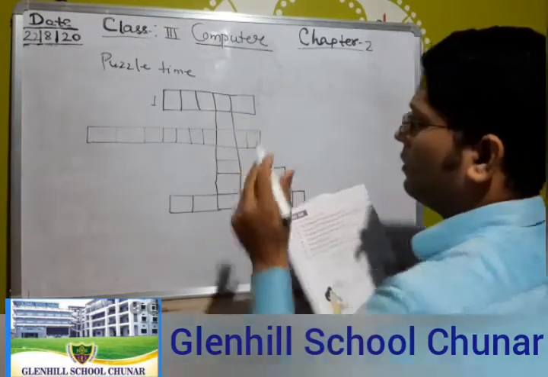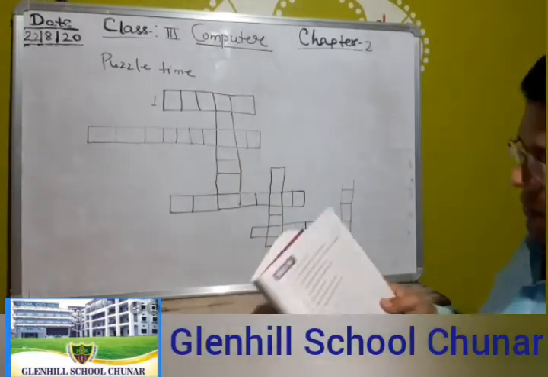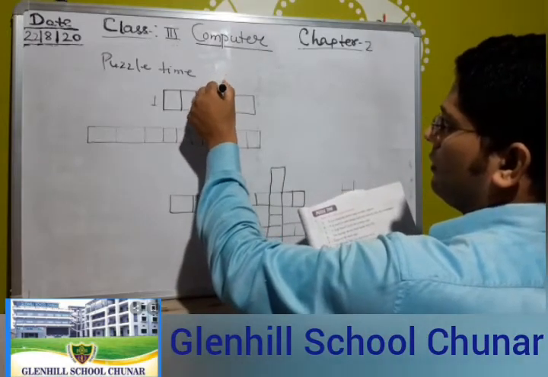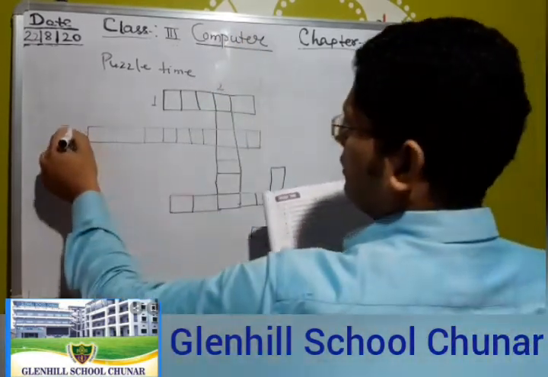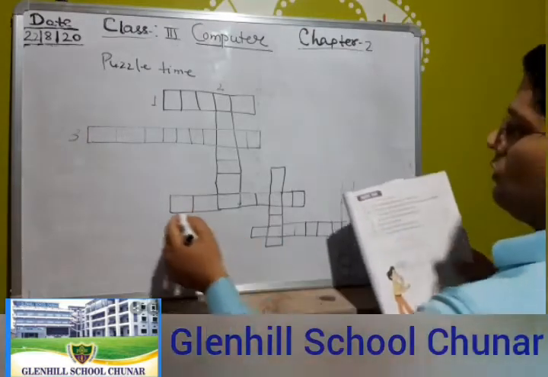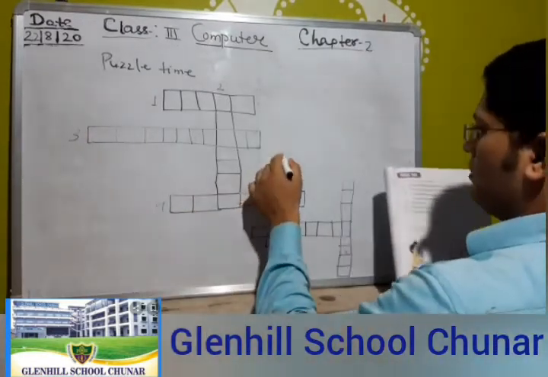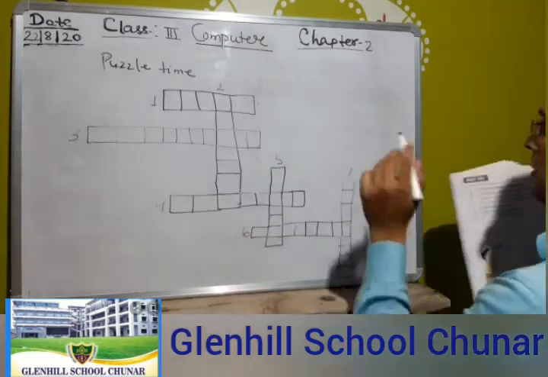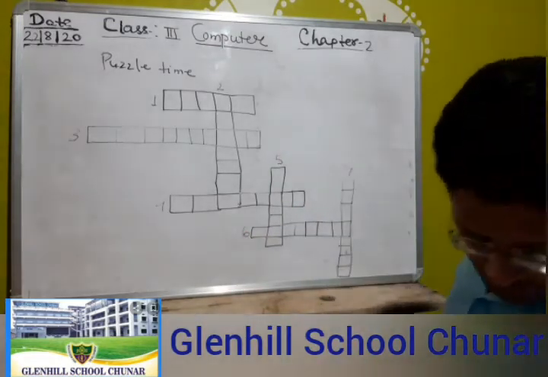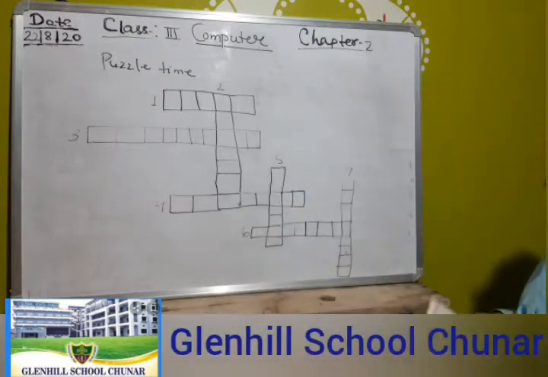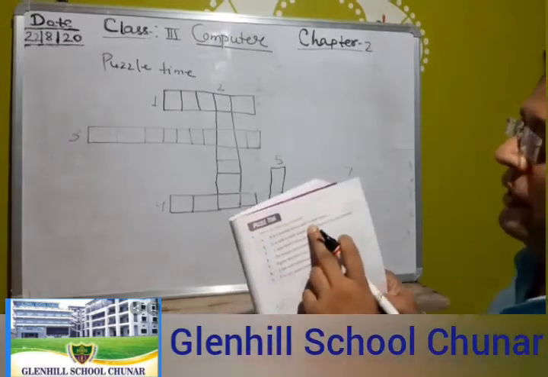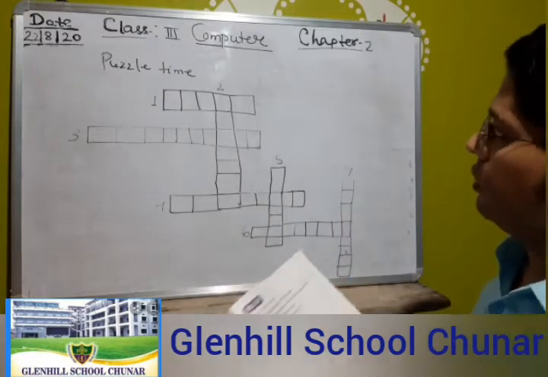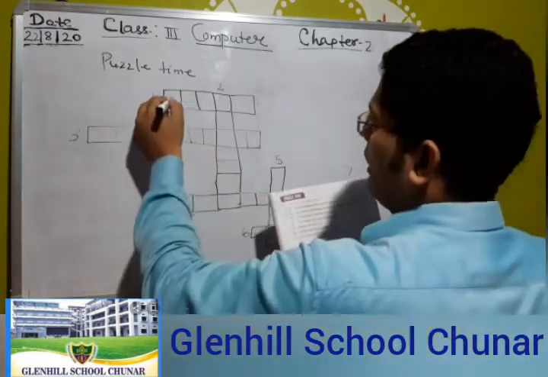Okay, student, the first question is here, second here, and third, fourth, fifth, sixth, seventh. Okay, student. So the first question: it is a pointing device used to select an object. So your answer is mouse.